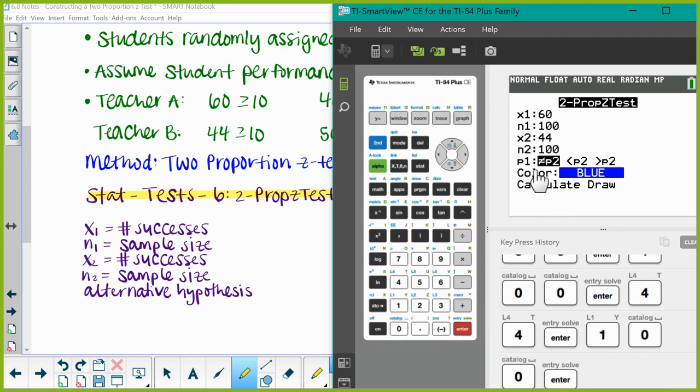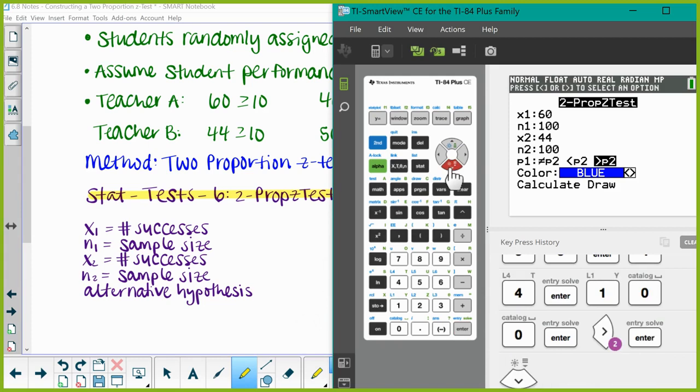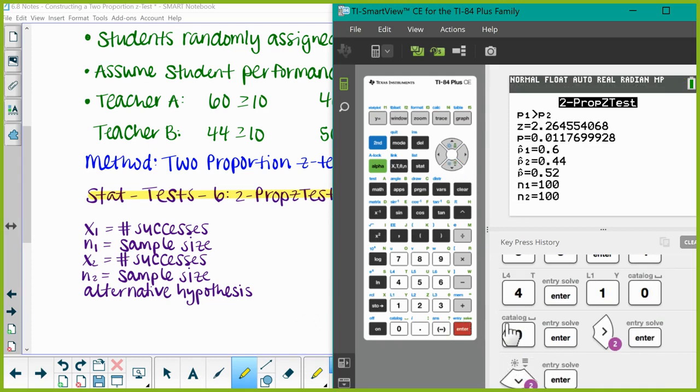And here you have to decide what's the alternative. So P1 is not equal to P2, P1 is less than P2, or P1 is greater than P2. This time we want P1 greater than P2 based on the alternative that we wrote on our paper. Going to go down to calculate, and it gives us a lot of information, which makes sense because we had to find a lot of information to use the formula on example 1. So I have P1 is greater than P2.